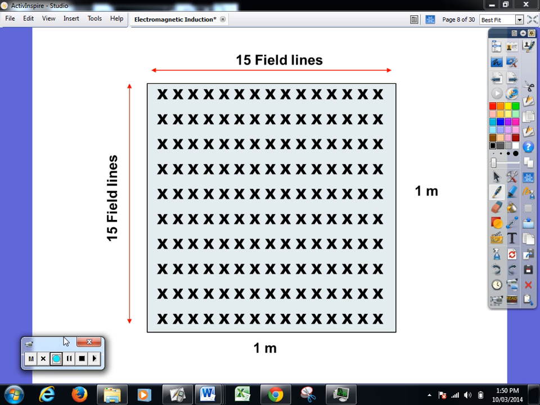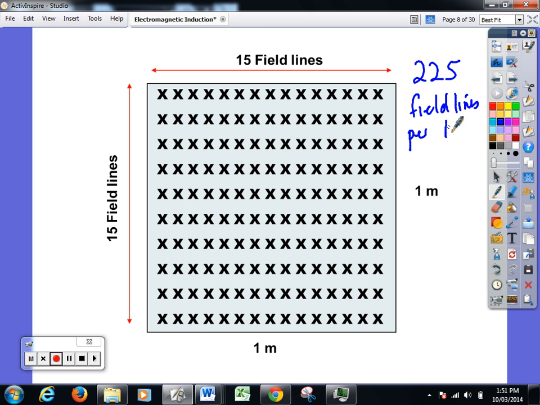And how many lines are passing through this 1 metre square? Right, it's 15 times 15, which is 225. There are 225 field lines per 1 metre squared. Okay? In that case, this is a 225 Tesla field. Are we okay with that? Because the number of field lines that you can pack into 1 metre squared tells you the strength of the field in Tesla. That's its definition.